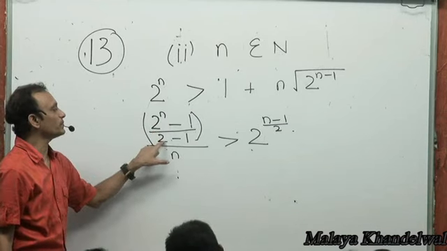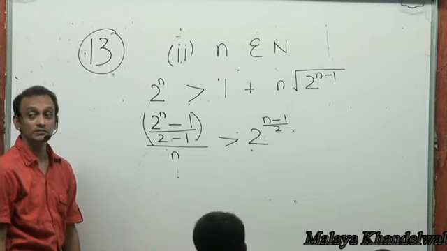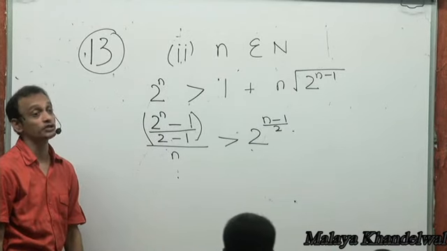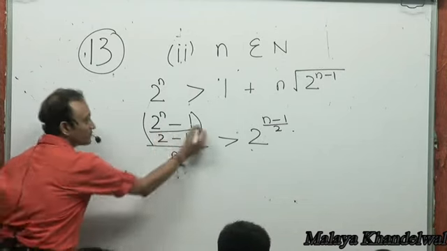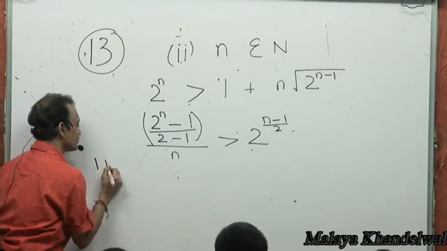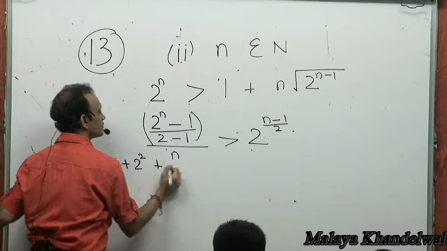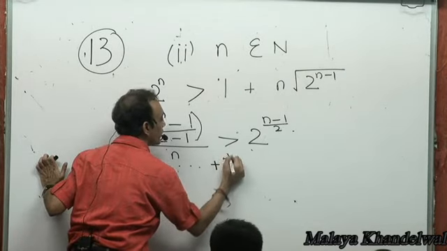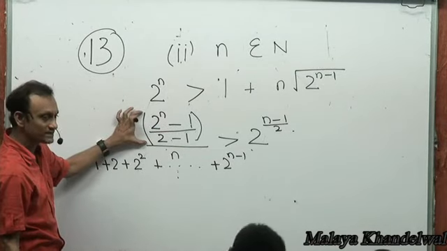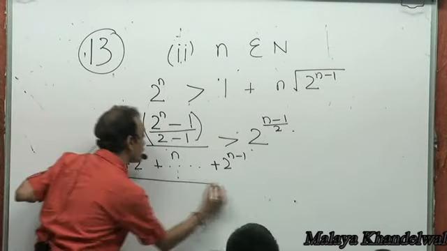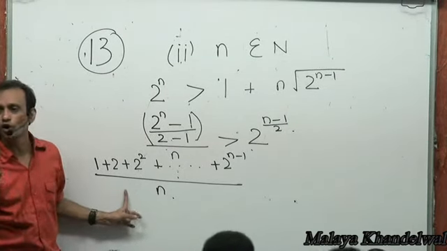2 to the power n minus 1 by 2 minus 1 is what? It's a GP series of n terms. First term 1, common ratio 2. Yes or no? This is the sum of the GP series 1 plus 2 plus 2 squared plus ... plus 2 to the power n minus 1. Sum of n terms of this GP series would be the numerator of this. And the left hand side is the arithmetic mean of these numbers. How about it?